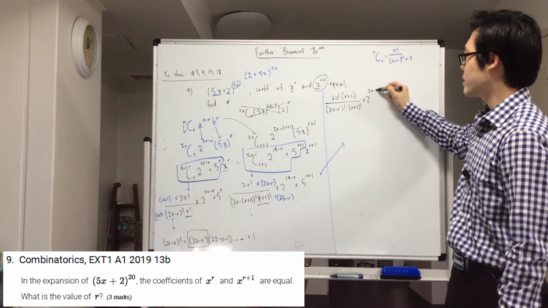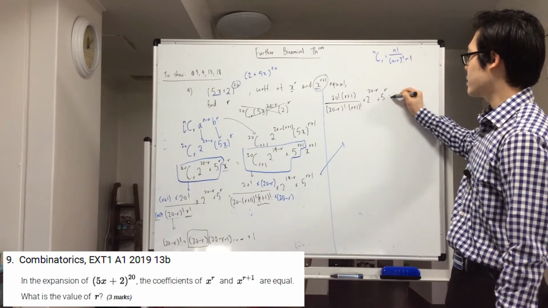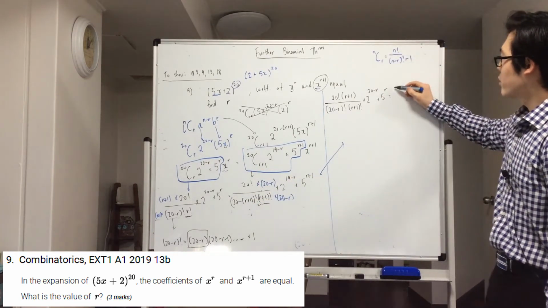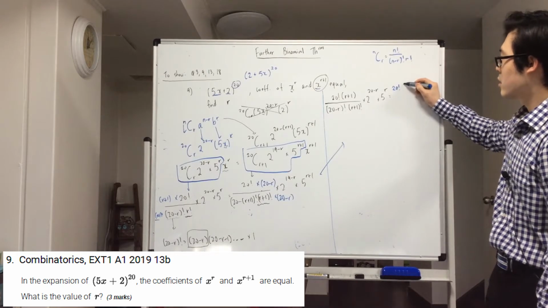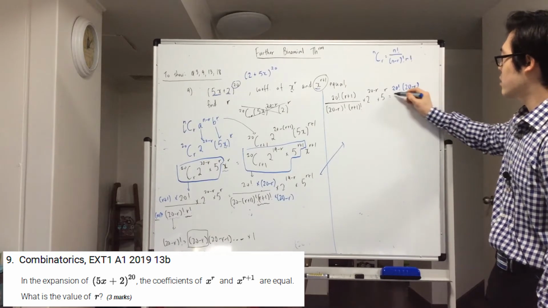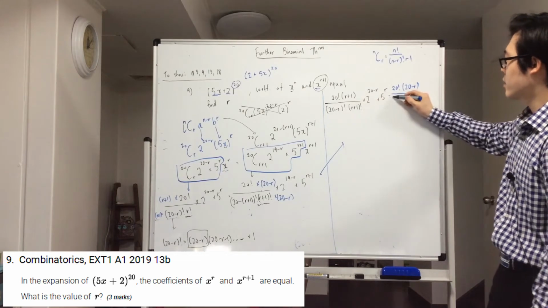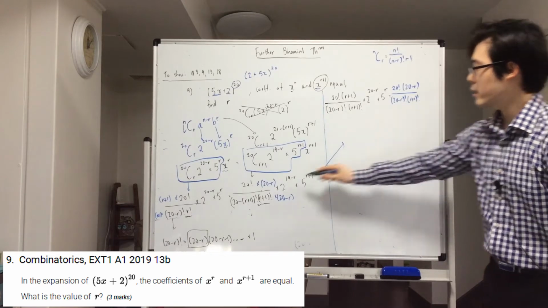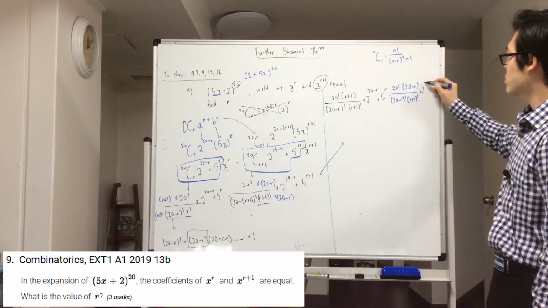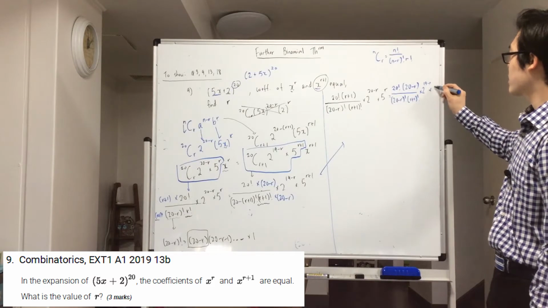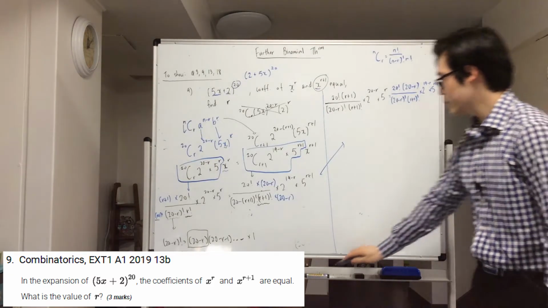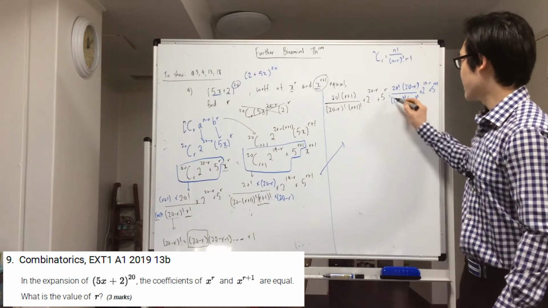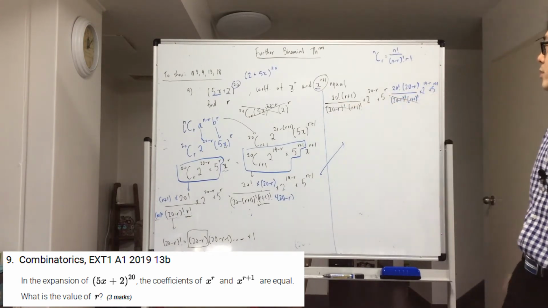times 2 to the power of 20 minus r times 5 to the power of r is equal to, I'll write it in blue, hopefully I can fit it here, 20 minus r over the same denominator now, okay, and then write that, 2 to the power of 19 minus r times 5 to the power of r plus 1. Okay, let's see what we can do here. Denominators are the same, so I can just get rid of them. We're just comparing the top now because they're the same.